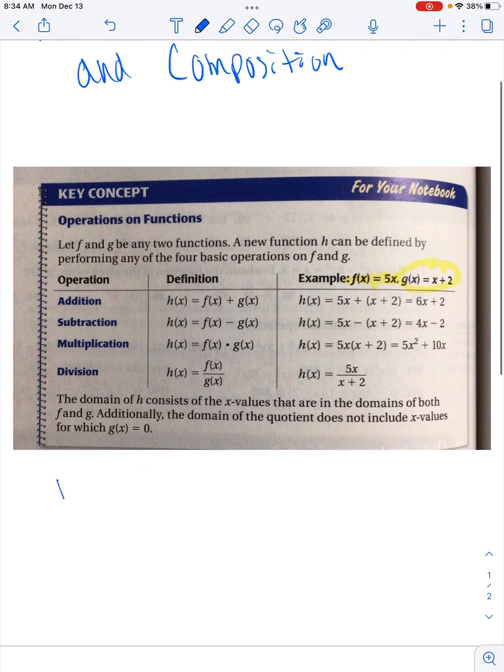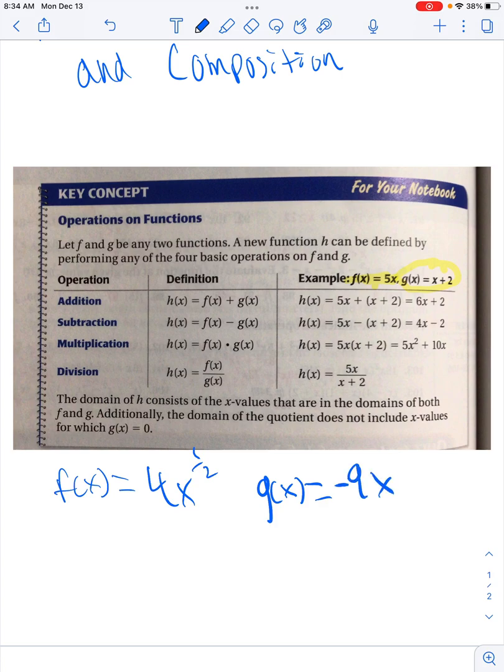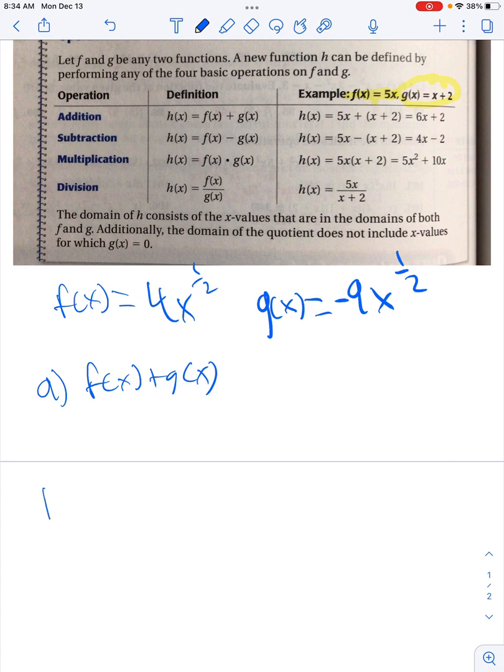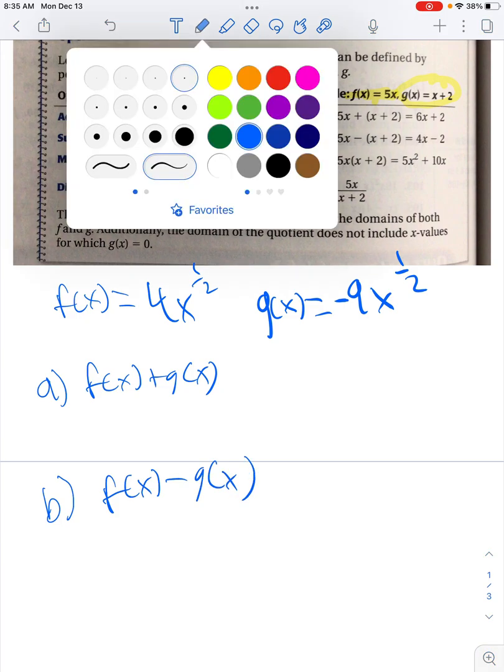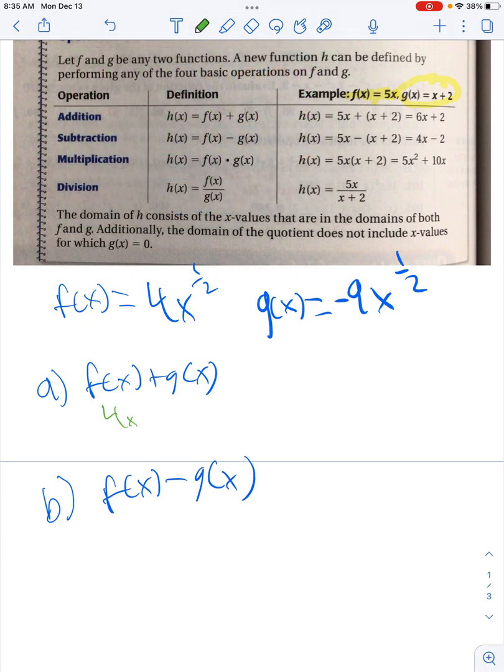So let's say that we have f of x equals 4x to the 1/2 and g of x equals negative 9x to the 1/2. And let's say I want to find f of x plus g of x, and I want to find f of x minus g of x. So to start, 4x to the 1/2 plus negative 9x to the 1/2.